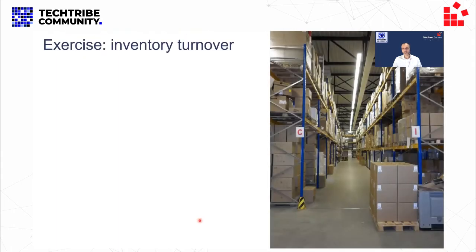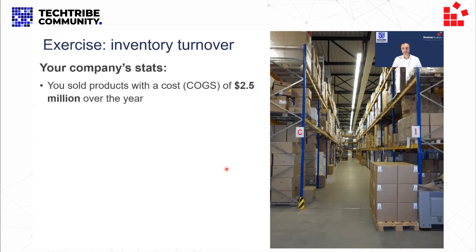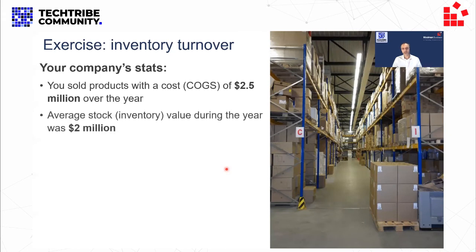But in the first exercise, what I want to have a look at is the inventory turnover, the metric that we spoke about earlier, and the importance of inventory turnover. And here's some information on your company. So you sold products with a cost of goods sold of $2.5 million over the year, and your average inventory during that year was $2 million.